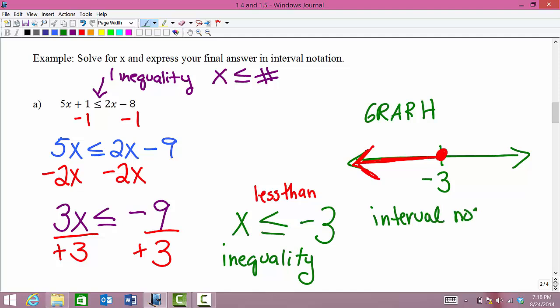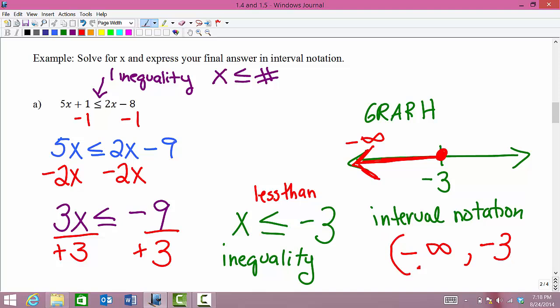The last thing we want to do is write our answer in interval notation. Interval notation says we put the smallest value represented on my graph toward the left. Now my arrow on the left here is pointing toward the left, toward -infinity. So I have -infinity, comma, the value on the very right of my graph will be the largest value represented, and that would be -3.